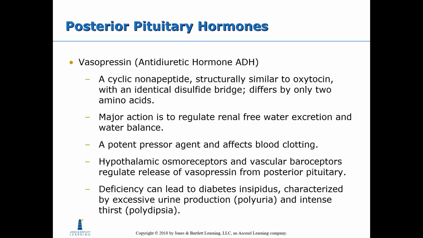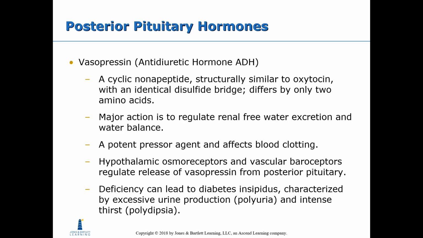Vasopressin, also known as antidiuretic hormone, ADH, is a cyclic nonapeptide structurally similar to oxytocin with an identical disulfide bridge. It differs only by 2 amino acids. The major action is to regulate renal free water excretion and water balance. Antidiuretic means it's against diuresis, the loss of water. It acts on the kidney tubules to reabsorb water so that water is retained in the body. It is a potent pressor agent and affects blood clotting.